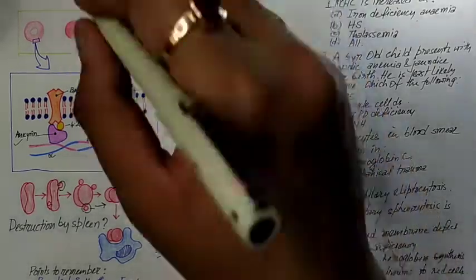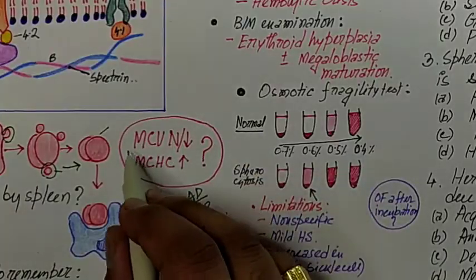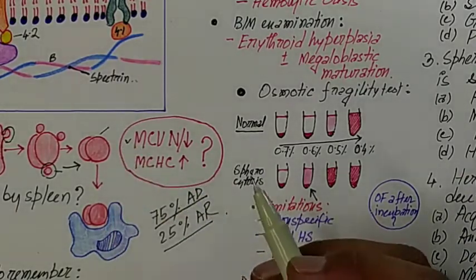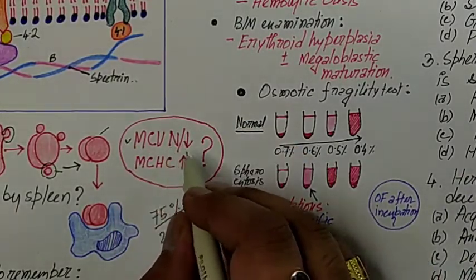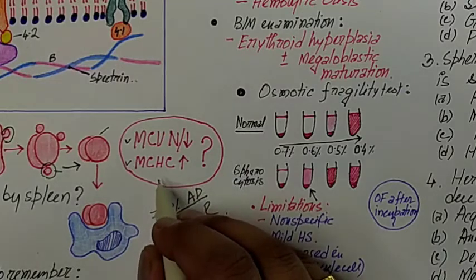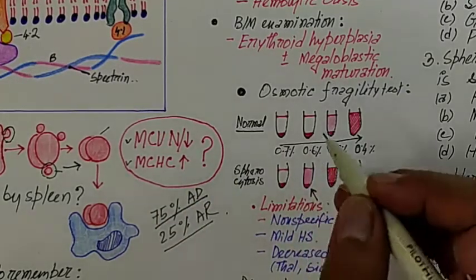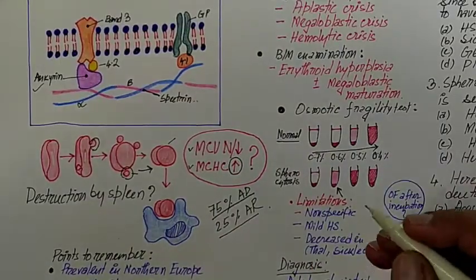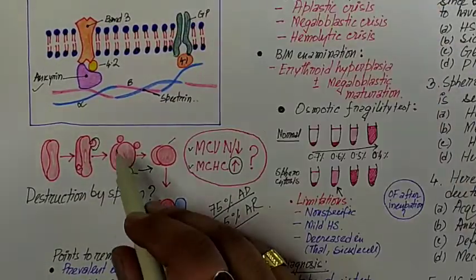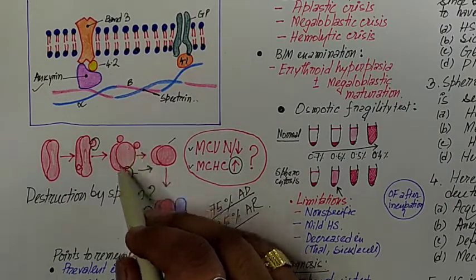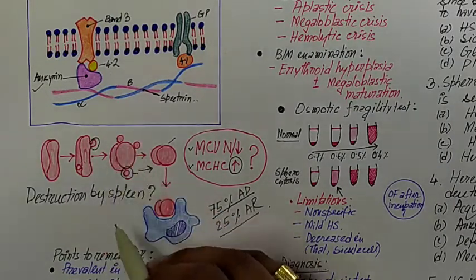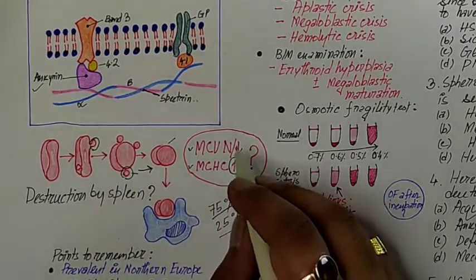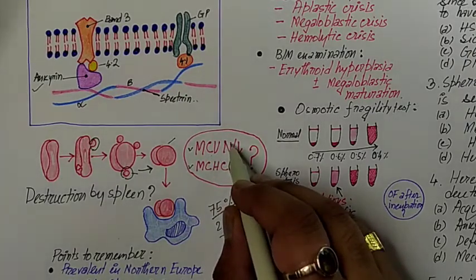But in case of the red cell indices, we find an interesting finding in hereditary spherocytosis. The MCV, or mean corpuscular volume, is normal to low, but the MCHC, or mean corpuscular hemoglobin concentration, is increased. So why is there such a change? Due to loss of the red cell membrane in the form of vesicles, there is less surface, so the volume usually decreases. That's why the MCV is either normal or low.